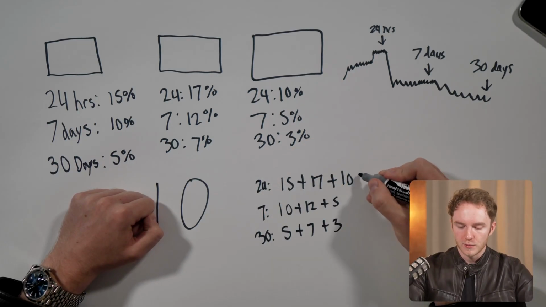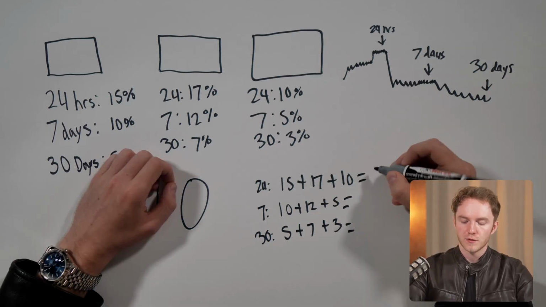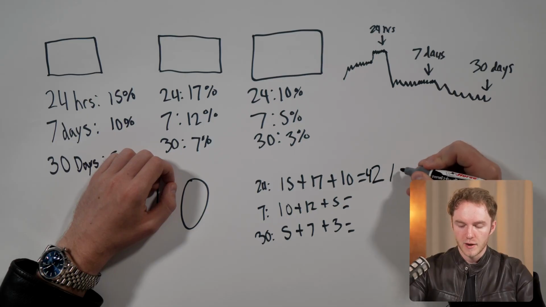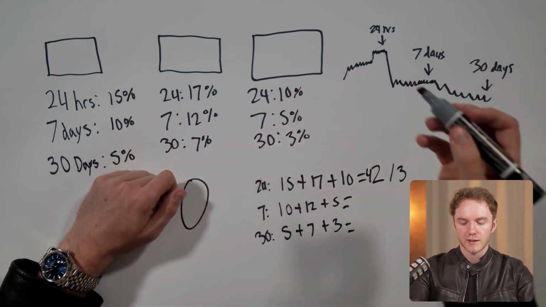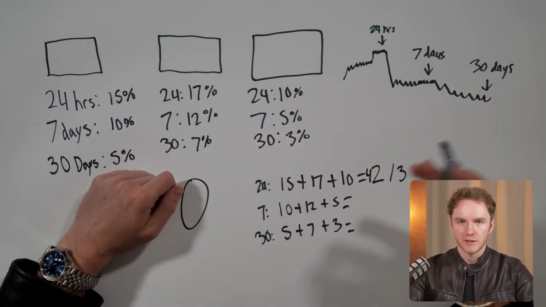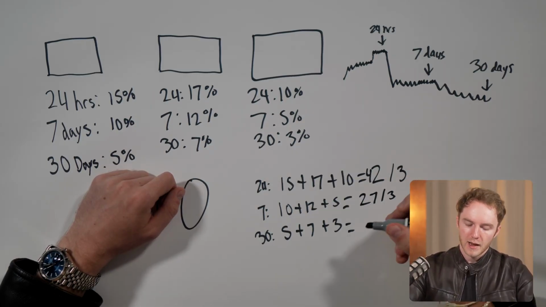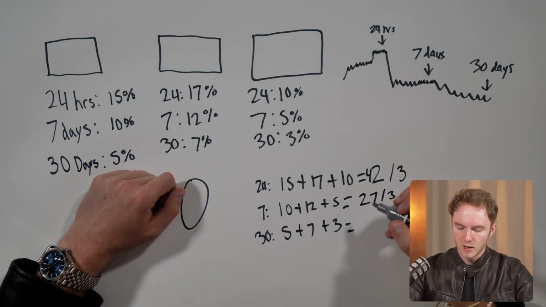Now, what we need to do is average these out. This first one at the 24 hour is 42, and then we want to divide that by 3, right? Because we're only looking at 3 data sets. For you, you would add all 10 together and then divide by 10. So 42 divided by 3, 27 divided by 3. And then now we have 5, that's 12, and then 15. So 15 divided by 3.